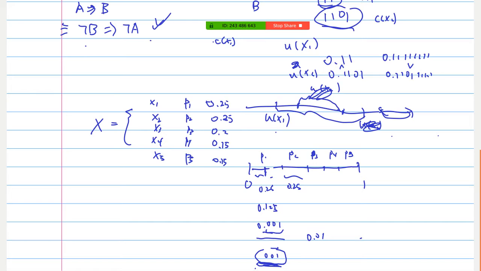So if this is the covariant, then it corresponds to the region from 0.001, the lower bound is 0.001, and the upper bound is basically 0.01111, right? And this is actually just equal to 0.01, right? Yes. And this is 0.125. This is 0.25. So it kind of works.